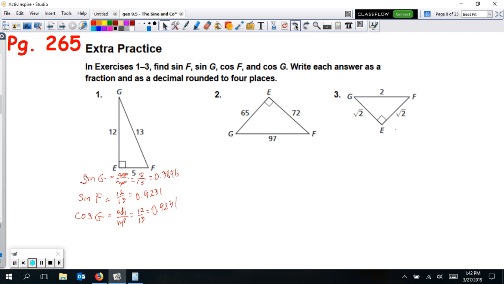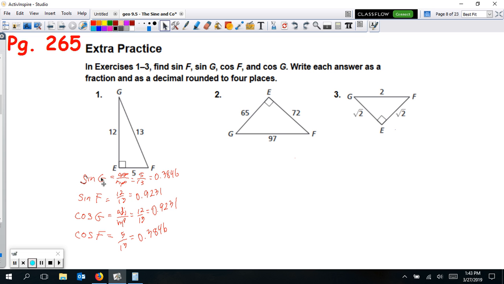And then the cosine of f, that's going to be, again, adjacent over hypotenuse. So f, adjacent, is next to. So 5 is next to f here, and it's over 13, the hypotenuse. 5/13 will give you the same decimal up here. Is that 0.3846?